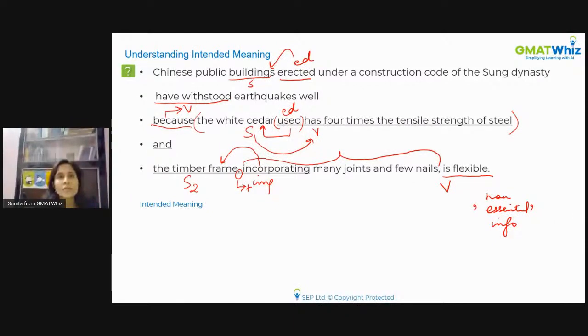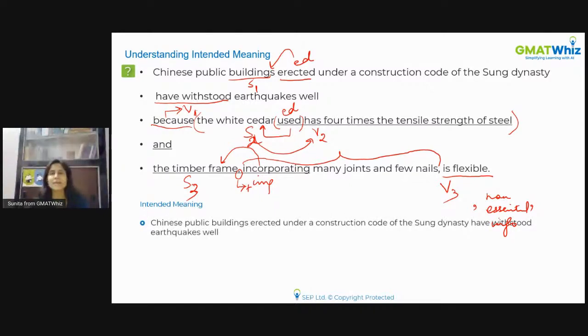So here we have subject one and verb one, let's put it this way. Then we have subject two and verb two, and then we have subject three and verb three here. And all of that makes sense. What we're essentially saying here is the Chinese buildings have withstood earthquakes well.